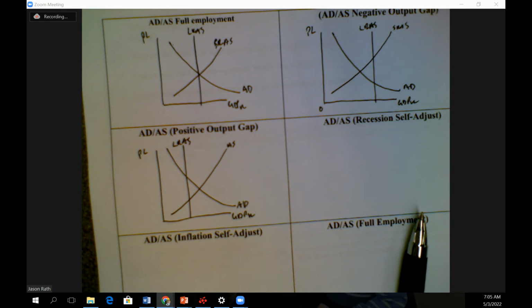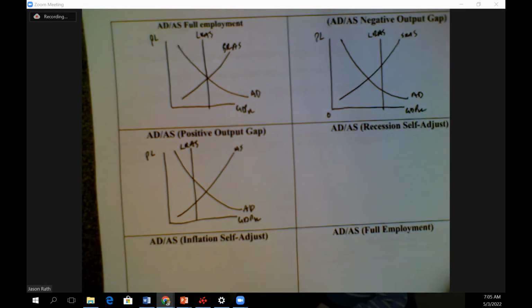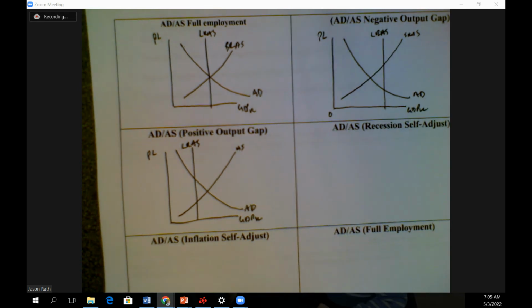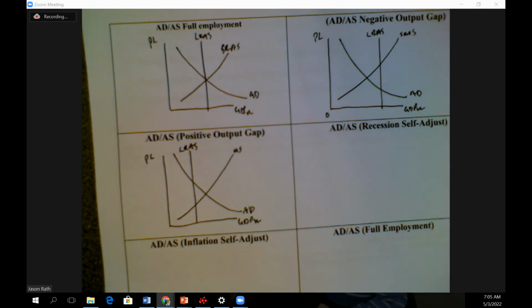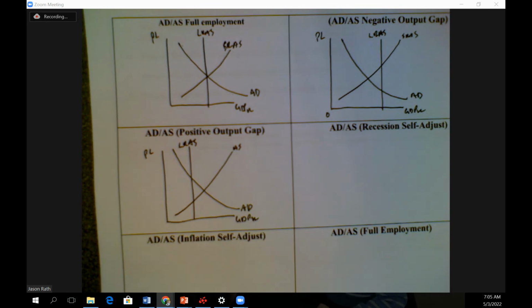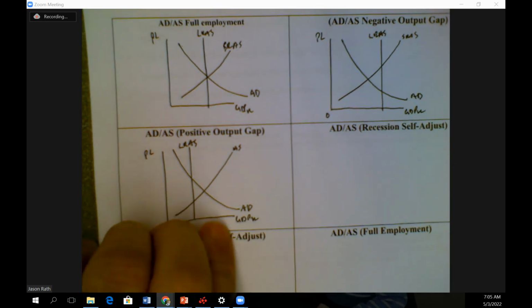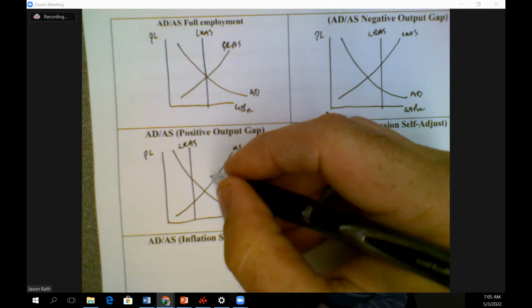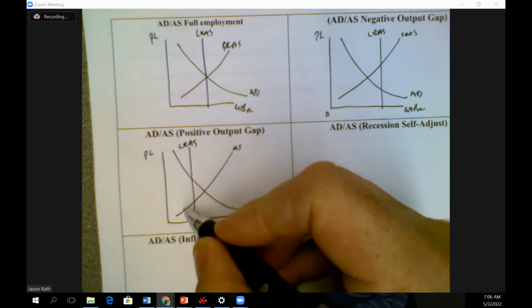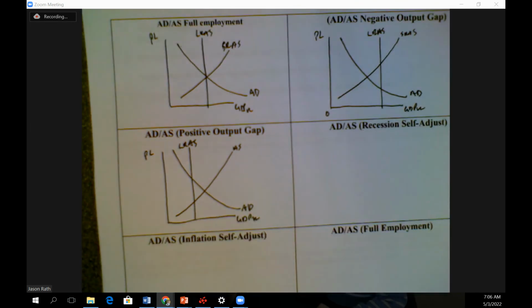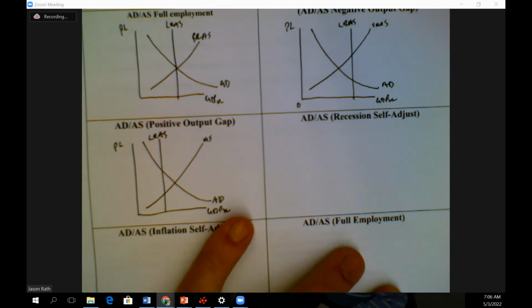Oh, I had full employment on here twice. I didn't realize that. Let me see. Okay, yeah. So to get out of this, you would have to. Well, demand would shift to the left, or supply would shift to the left. But typically, that's what would happen.